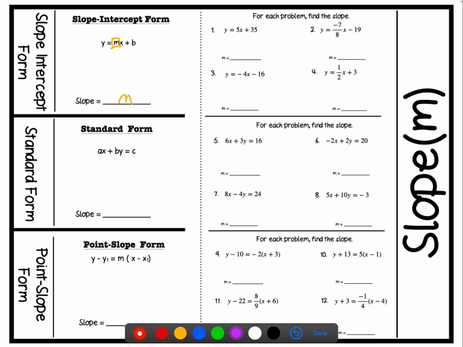When we look at our standard form, we have to identify what our a and our b is, because our slope is given by negative a, or the opposite of a, divided by b. And finally, with our point slope form, y minus y1 equals m times x minus x1, our slope is given by this m right here.